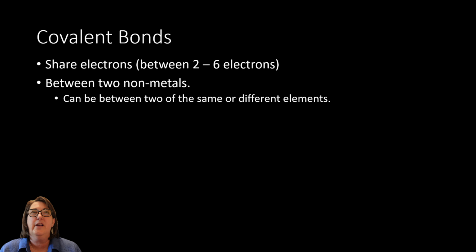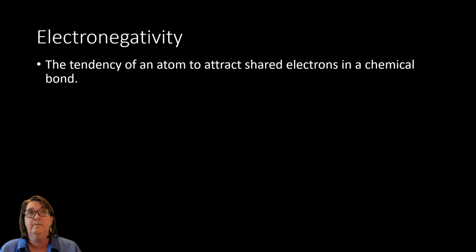Covalent bonds are going to share electrons back and forth. Between 2 to 6 electrons can get passed back and forth. They're going to be between 2 nonmetals. They can be 2 of the same or 2 of the different elements. So oxygen gas can be a covalent bond. They're going to pass electrons back and forth to each other. I could have water where I have hydrogen and oxygen, and they can pass electrons back and forth that way too.